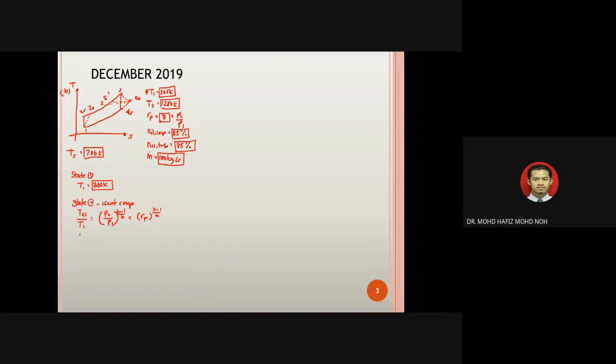So T2S can be found by, T1 is 300 Kelvin, RP is equal to 8, and K minus 1 divided by K is 1.4 minus 1 divided by 1.4. Can you calculate for me the value of T2S?